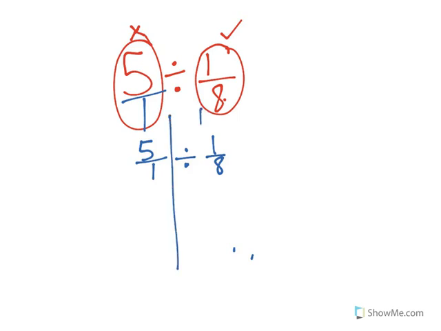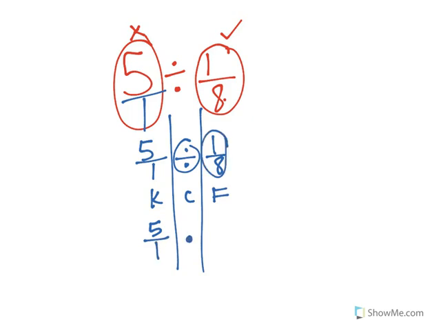Now that they're fractions, I'm going to go ahead and keep, change, flip. Remember, guys, we keep, change, flip only when we're dividing fractions. Keep the first number, 5/1. Change division to multiplication. Flip 1/8 into 8/1. That's a reciprocal. Now that you have this, we can multiply across. 5 times 8 is 40. 1 times 1 is 1.